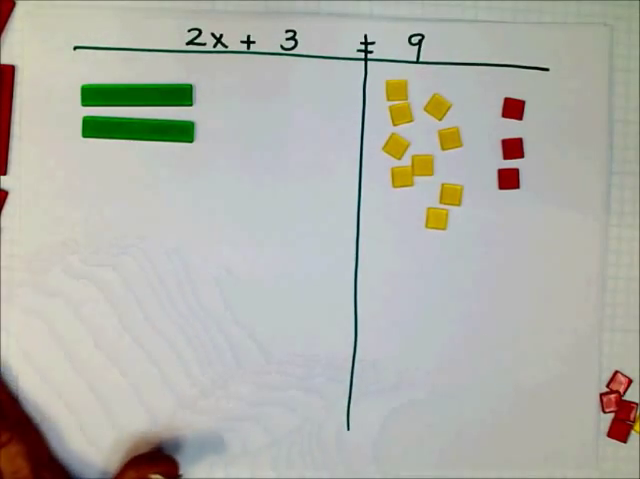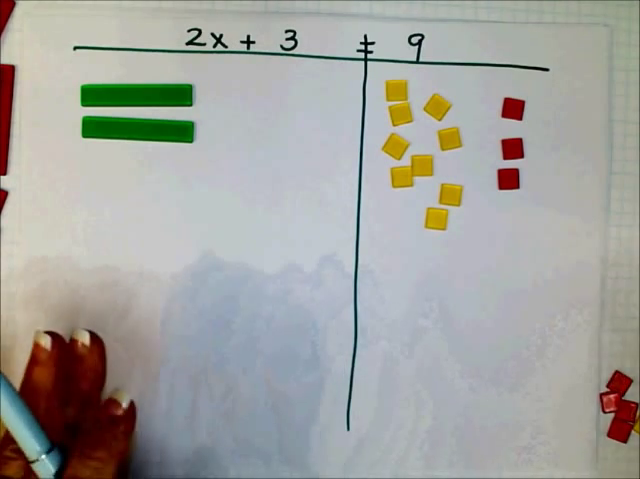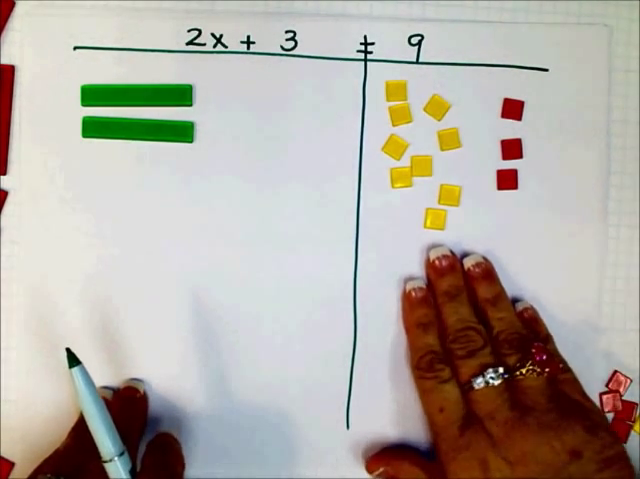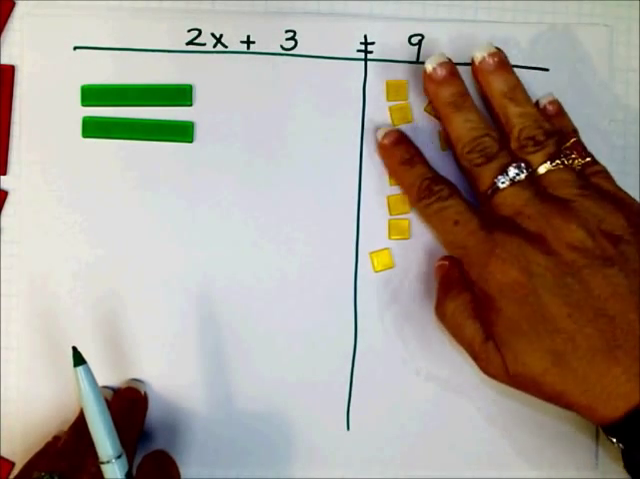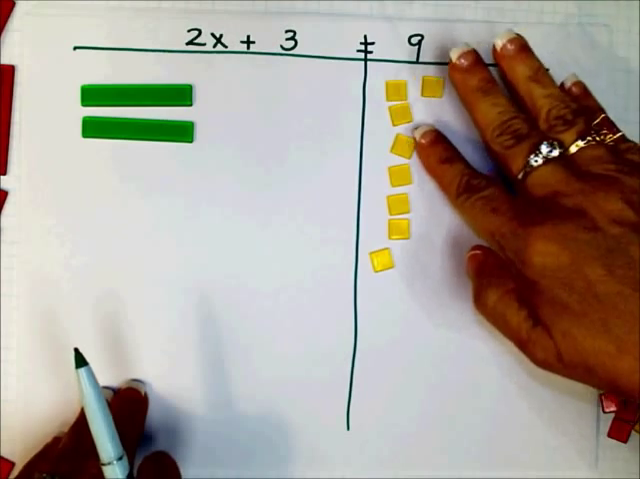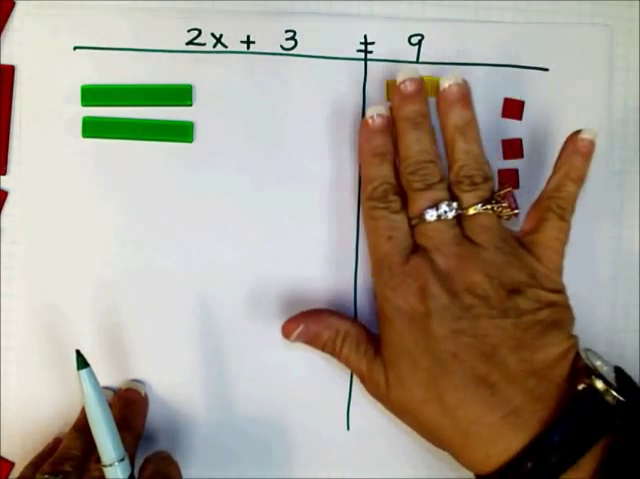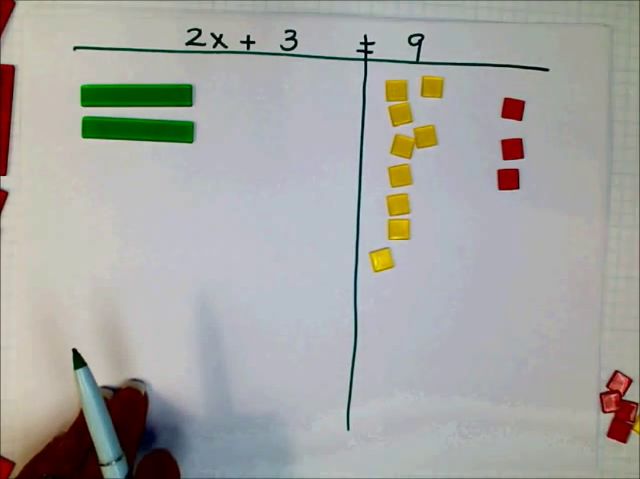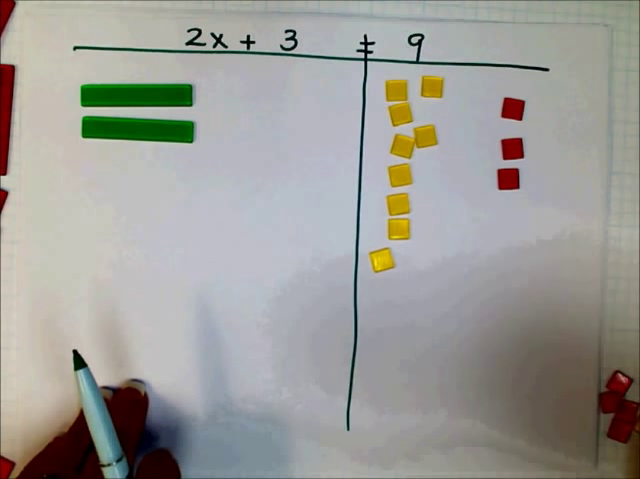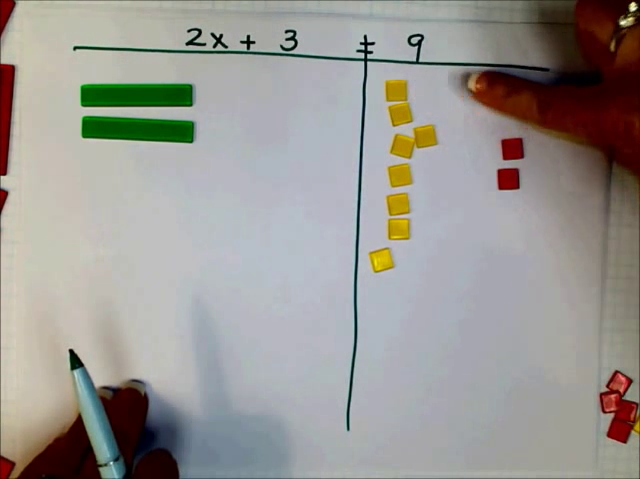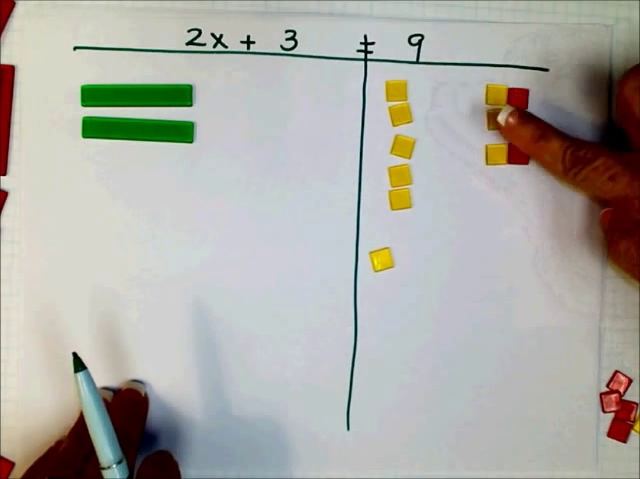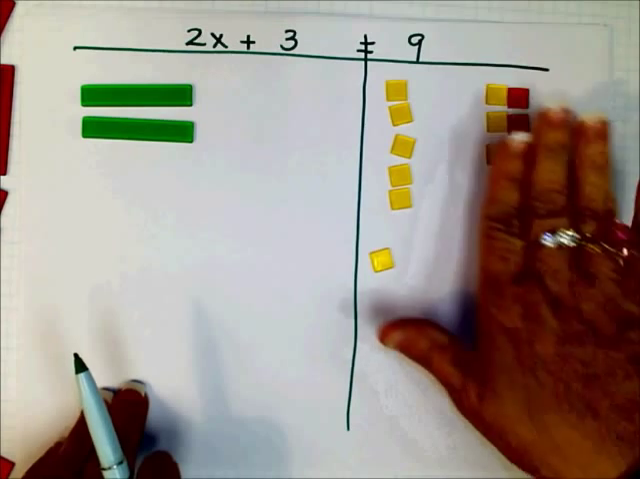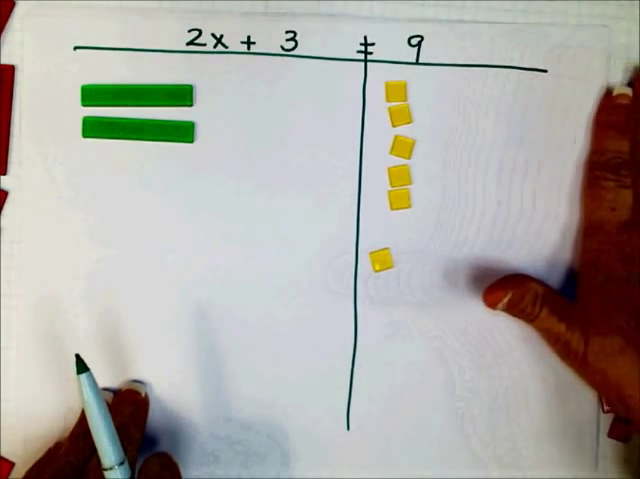Now, on the right-hand side, what's different is now I don't just have one color of tile. I have 2 colors. So my goal is to only have one color of tile on the right-hand side. So I have some red tiles and yellow tiles that represent positives and negatives, so I can make more 0 pairs. So let's pull these over, and this one over, and this one over, and that makes me 3 0 pairs, which I can now take away.